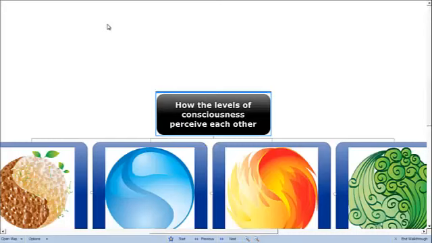Okay, so now we're going to go through how the levels of consciousness perceive each other. I'm going to go through this relatively quickly, but I'm going to include PDFs for both of these presentations in this blog post. If you're interested in this, you can take some time to go through those PDFs and you'll get a more clear understanding of how this stuff works.